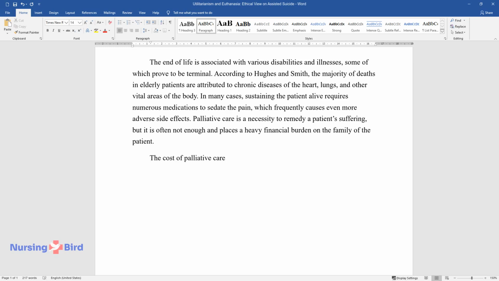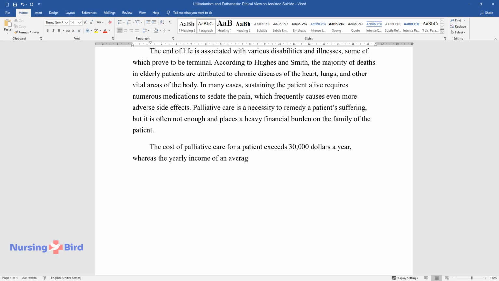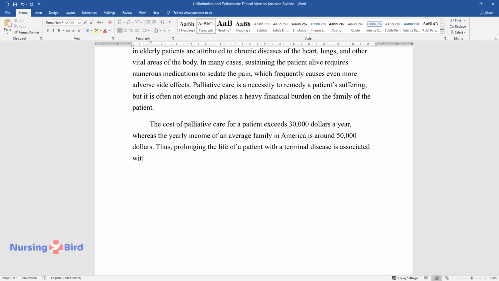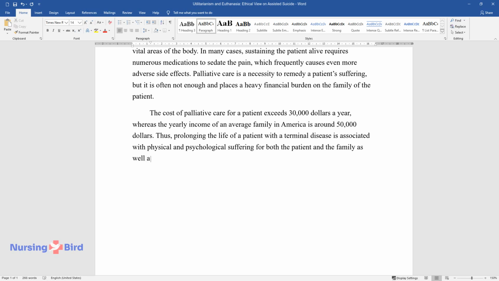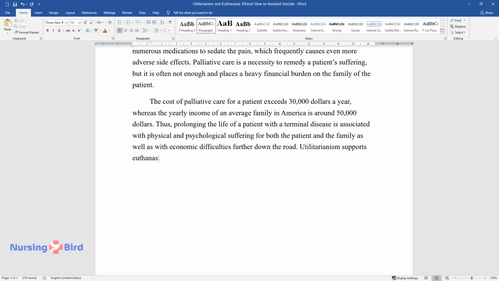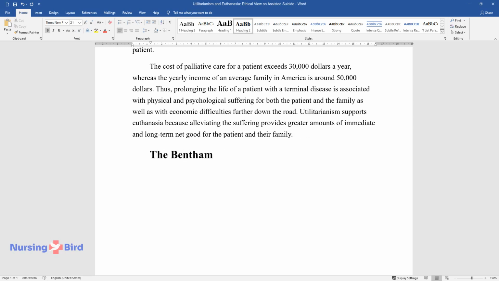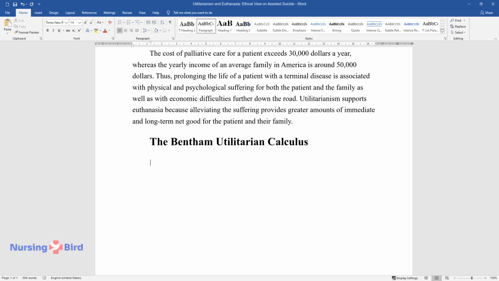The cost of palliative care for a patient exceeds $30,000 a year, whereas the yearly income of an average family in America is around $50,000. Thus, prolonging the life of a patient with a terminal disease is associated with physical and psychological suffering for both the patient and the family, as well as with economic difficulties further down the road. Utilitarianism supports euthanasia because alleviating the suffering provides greater amounts of immediate and long-term net good for the patient and their family. The Bentham Utilitarian Calculus.